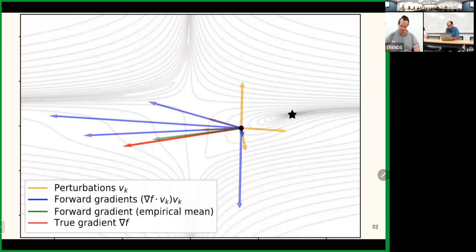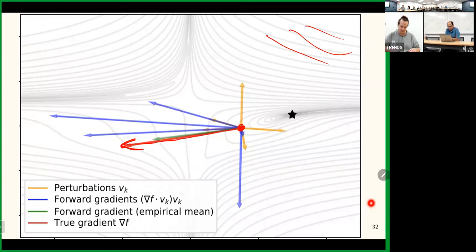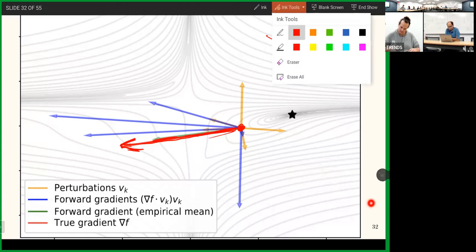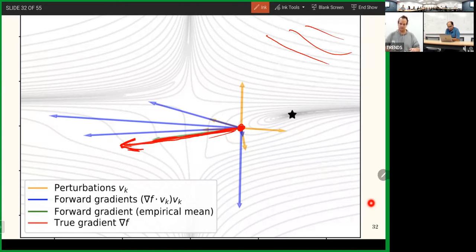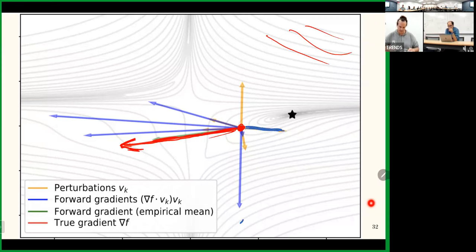Let's take a look at this process on a plot. Suppose you have some function, which is going to be plotted like this. You have a point, and you have the gradient of your function at this point, this big red arrow. So let's consider some random vector v. For example, this one.